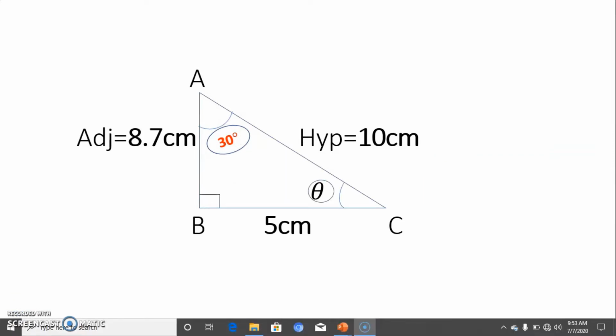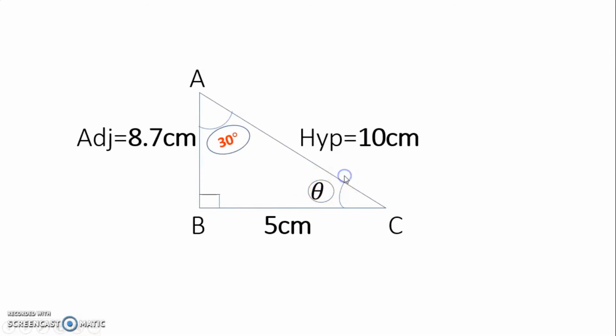We now know all 3 sides in the triangle, but we almost know all 3 angles except one. We know this angle to be 30 degrees. We know this angle to be 90 degrees, but we don't know this angle. This angle is missing. We can say that angle ACB or angle BCA is missing.